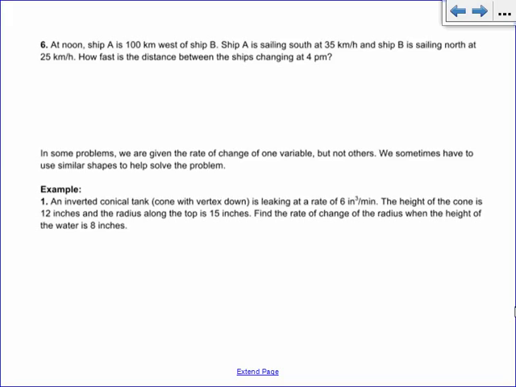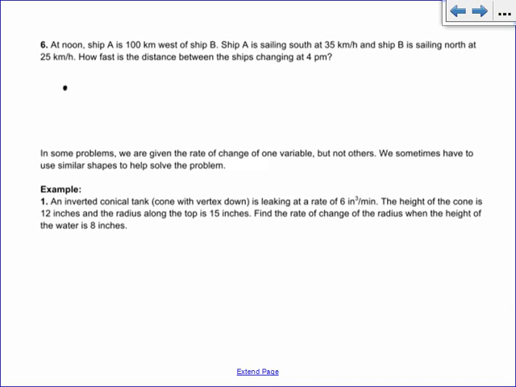All right, number 6. So at noon, ship A is 100 kilometers west of ship B. Ship A is sailing south at 35 kilometers per hour, and ship B is sailing north at 25 kilometers per hour. How fast is the distance between the ships changing at 4 p.m.?